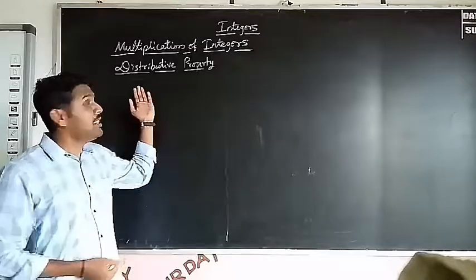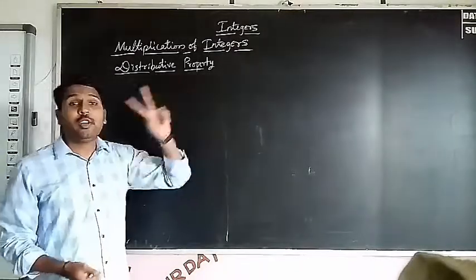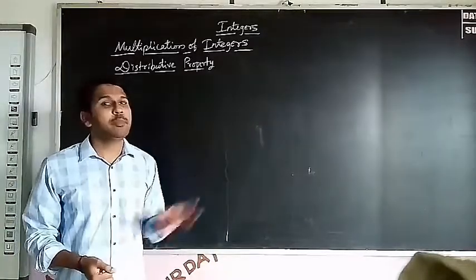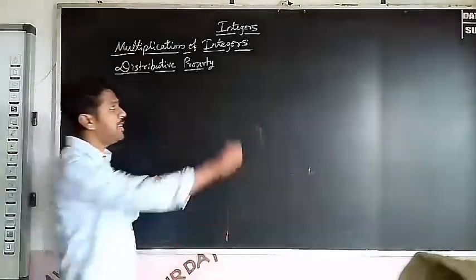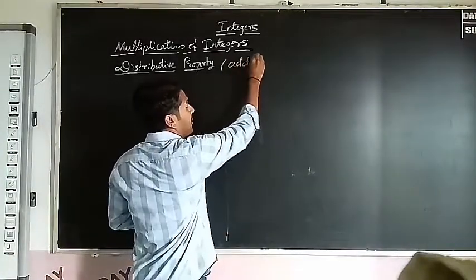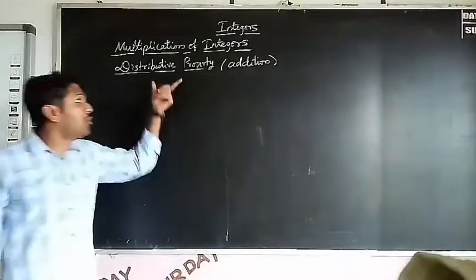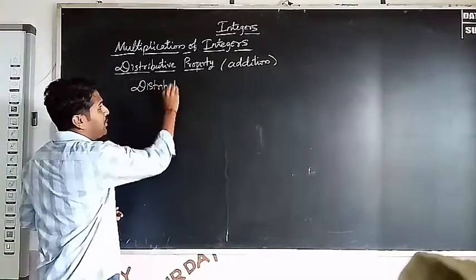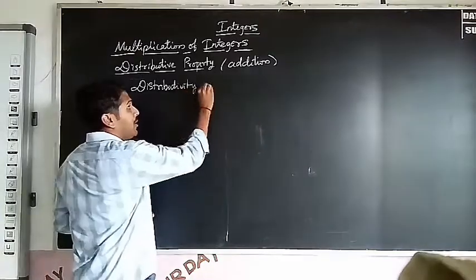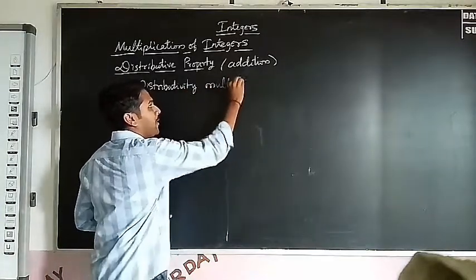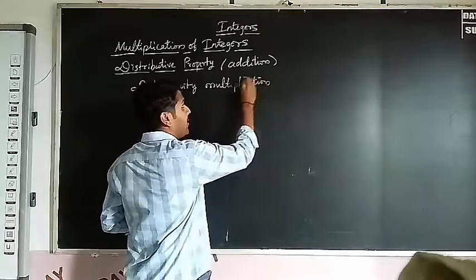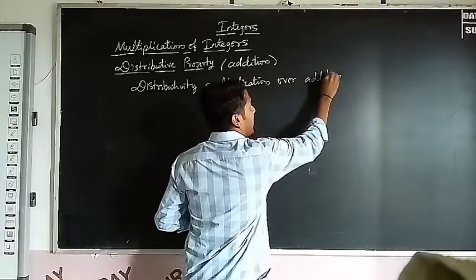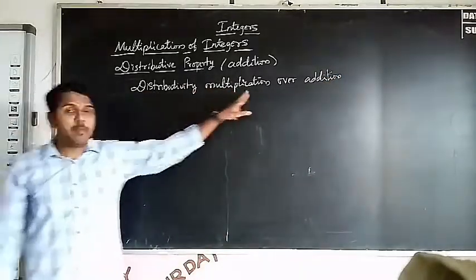Okay, the next property is distributive property. In this distributive property, two properties are there. First one is distributivity, multiplication over addition. Second one is multiplication over subtraction. First one I will explain for addition. So this is the short form of distributive property. Complete is distributivity, multiplication over addition. So this is a distributivity, multiplication over addition.